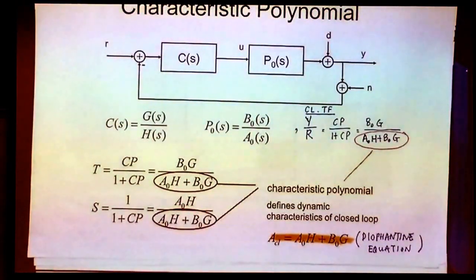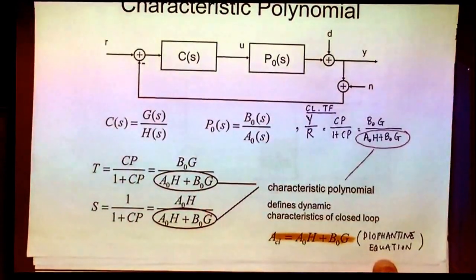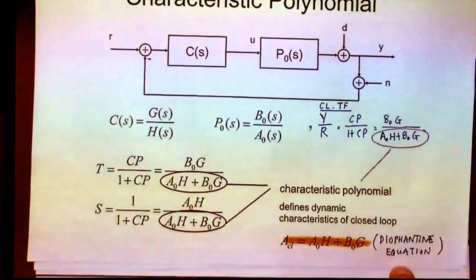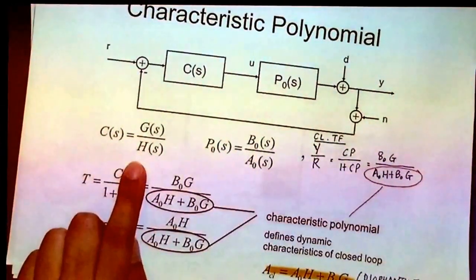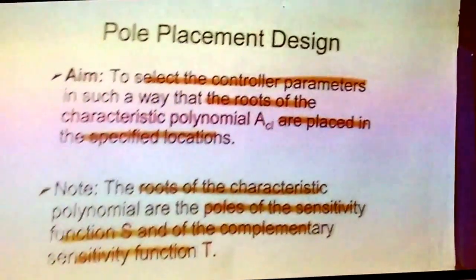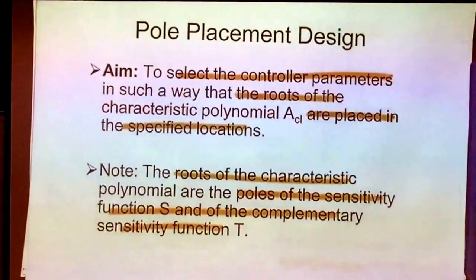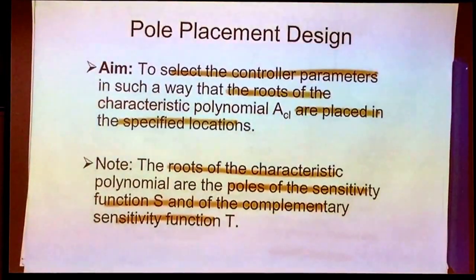So now that you know this, what do you do? Okay, so in pole placement design, you work with the Diophantine equation to design your controller C. How do you design a controller C? You design what is G, and you design what is H. Okay? So the aim is to select the controller parameters G and H in a way that ACL, which is A naught H plus B naught G, is placed in specific locations. So you want to place your closed loop poles in a certain location.